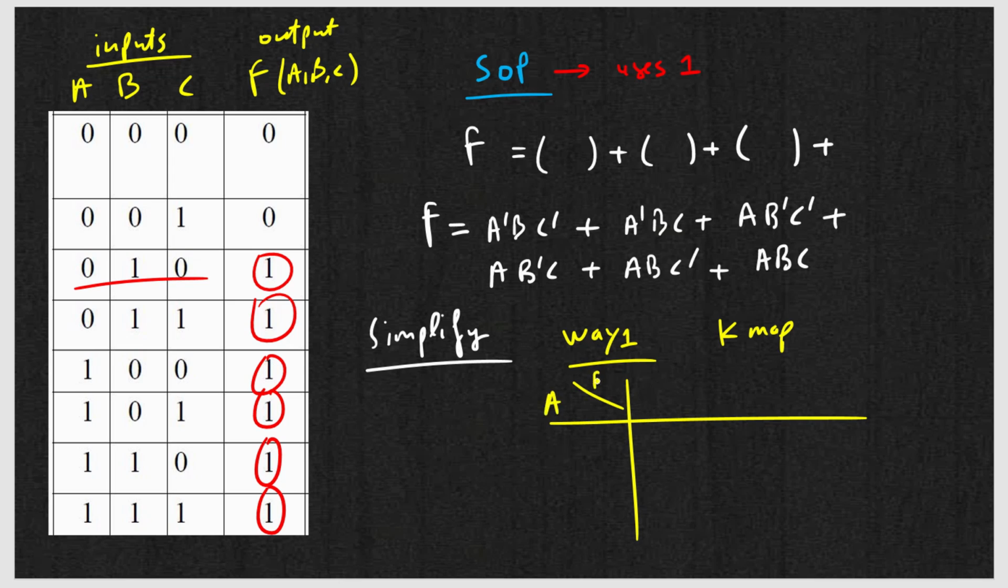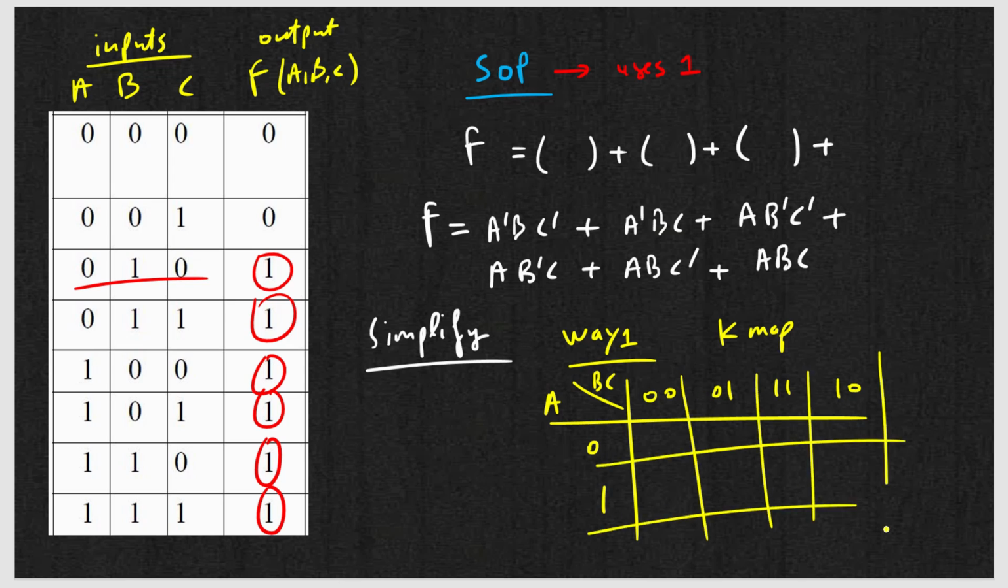So we have A and then we have BC. This is 0, 1. Do you remember the structure? 0, 0, 0, 1, 1, 1, 1, 0. Perfect. Now where do we have the ones? A prime, B, C prime. So A prime, B, C prime goes here.